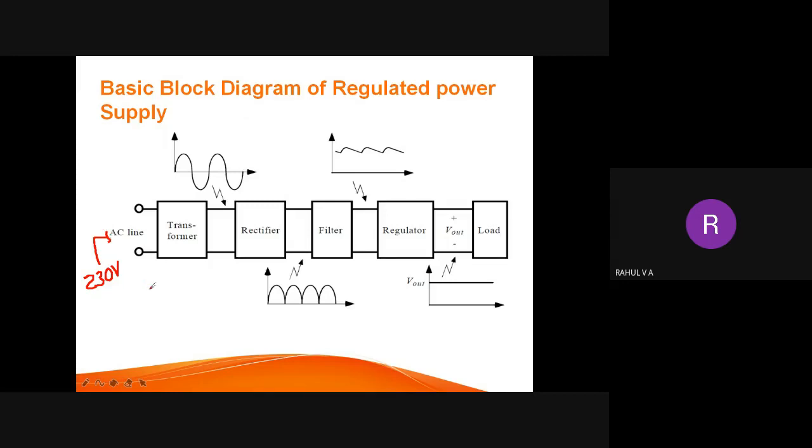So with the help of a transformer, I am converting 230 volt AC, and just assume that I am explaining a mobile charger. I need actually 5 volt output. So assume that using a transformer, I am converting it from 230 volt to some 6 volt. So I have used a transformer. There are two types of transformers: step up or step down transformer. With the help of a step down transformer, I am stepping down 230 volt to some 6 volt.